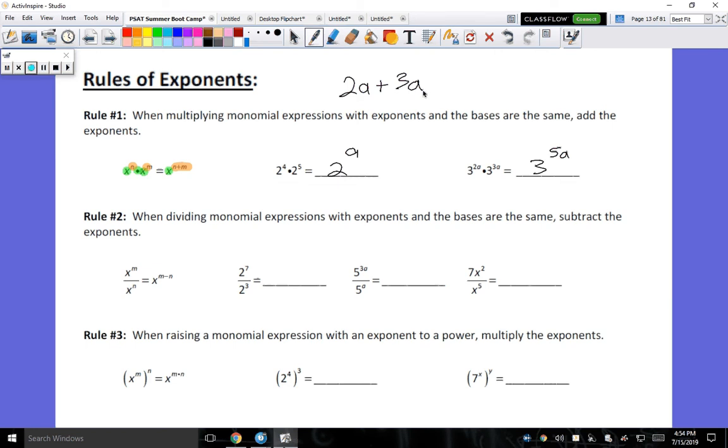Okay? Rule number 2. When I have the same bases, I will have one base as my answer. And this time I'm dividing. That means I'm going to subtract the powers. So what would this first one be? 2 to the what? 4th. This next one? 5 to the 2a. 5 to the 2a. And the last one?